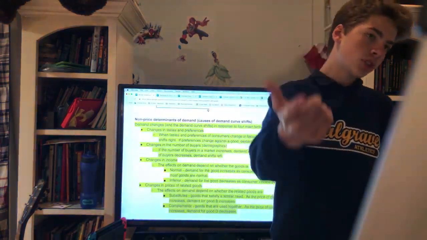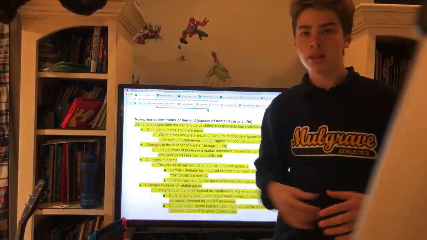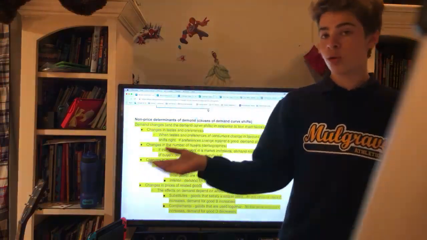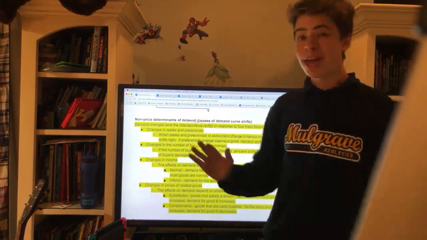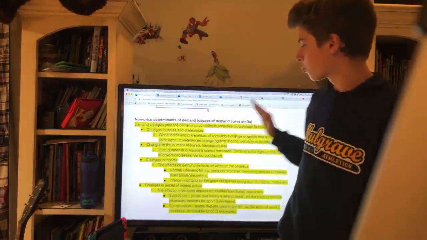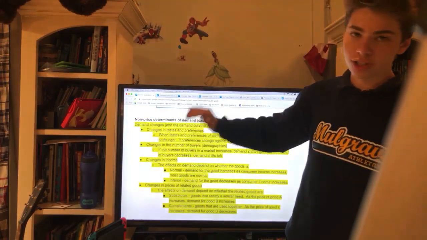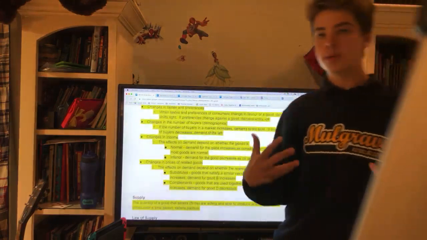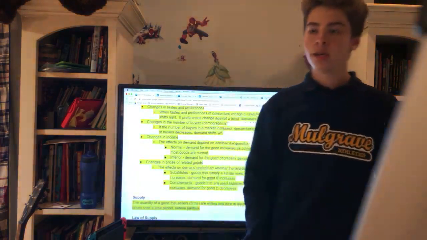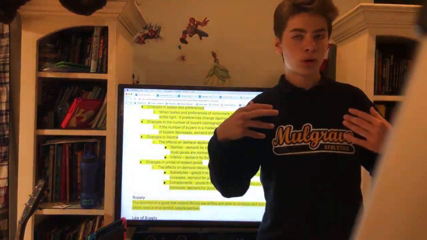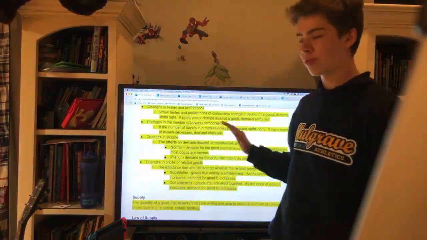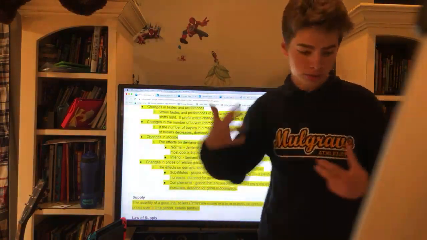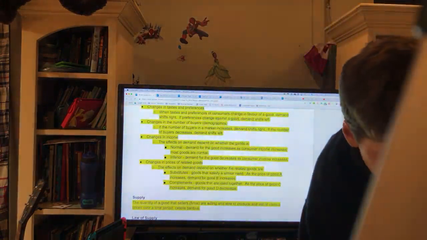An example would be fidget spinners. People just wanted them because of memes and social media, and it blew up. So that caused the demand to shift to the right, and it was caused again by changing taste and preferences. The second one is the number of buyers, basically the people who will buy the object. If there's more people who are going to buy it, there's a higher demand for the good or service. Very, very simple. Changes in income.